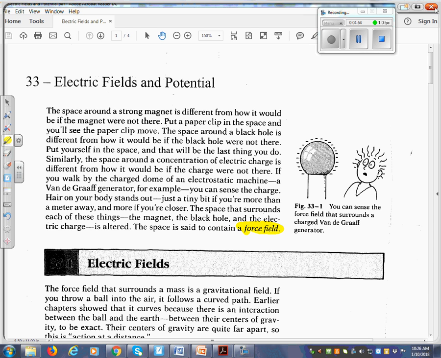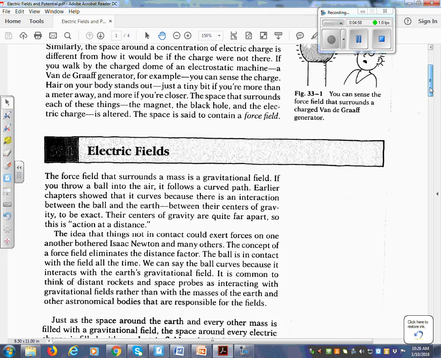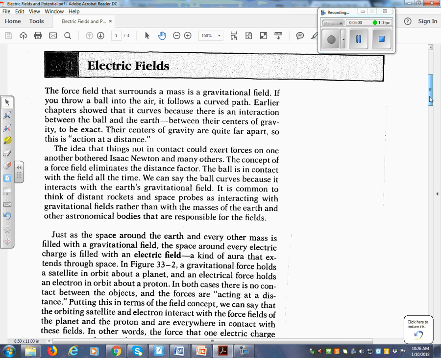And the key idea that they're going to keep hammering is the similarities between electric fields and gravitational fields. So the force field that surrounds a mass is a gravitational field. If you throw a ball into the air, it follows a curved path. Earlier chapters showed that it occurs because there is an interaction between the ball and the earth, between their centers of gravity to be exact. Their centers of gravity are quite far apart, so again, this is action at a distance.